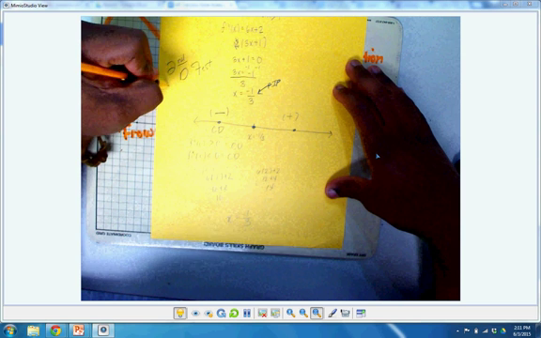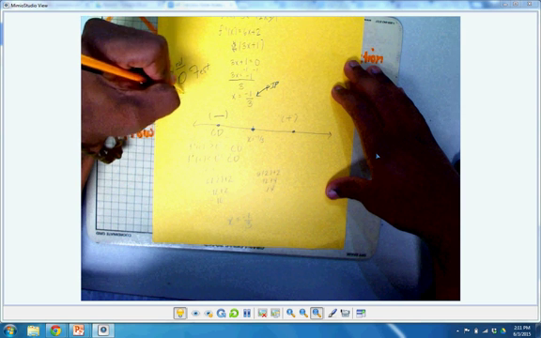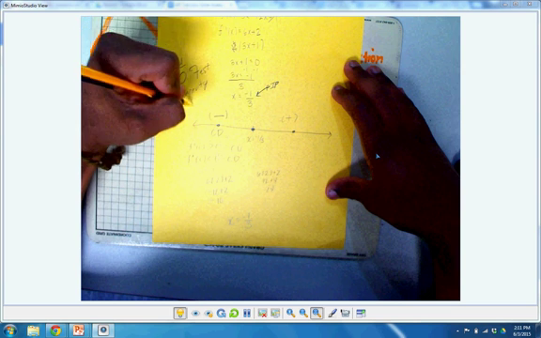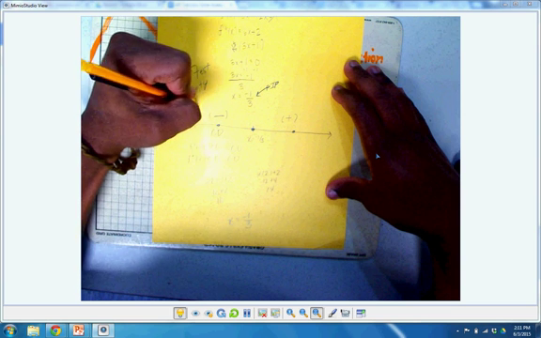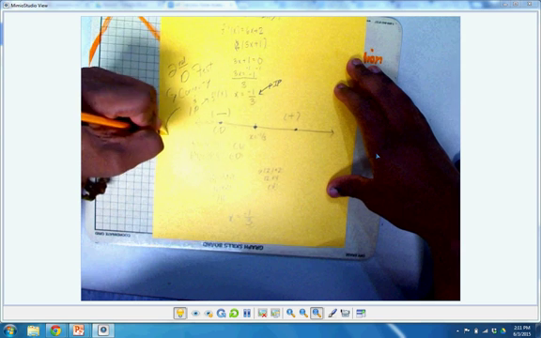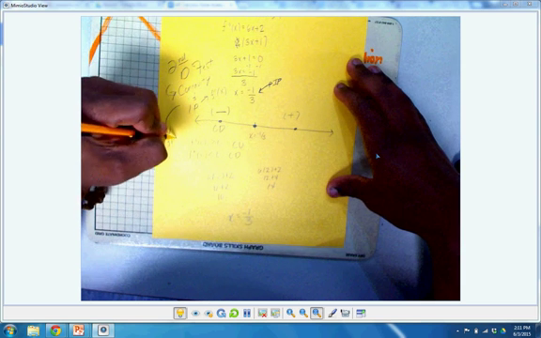And that's how we determine both concavity and our inflection points from f double prime of x, and we describe f of x. Okay?